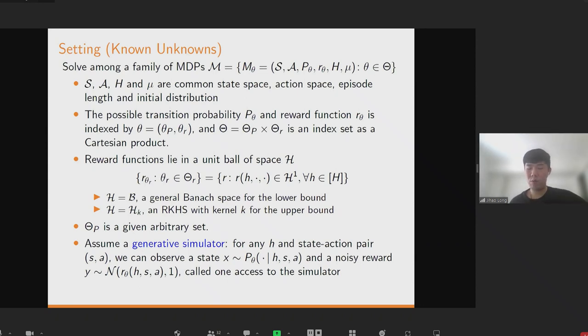Finally, we have access to a generative simulator, which means that for any h and state-action pair, we can observe a state drawn from P sub theta conditional on h, s, and a, and the noisy reward, which equals R of h, s, and a plus a standard Gaussian noise. This is called one access to the simulator.